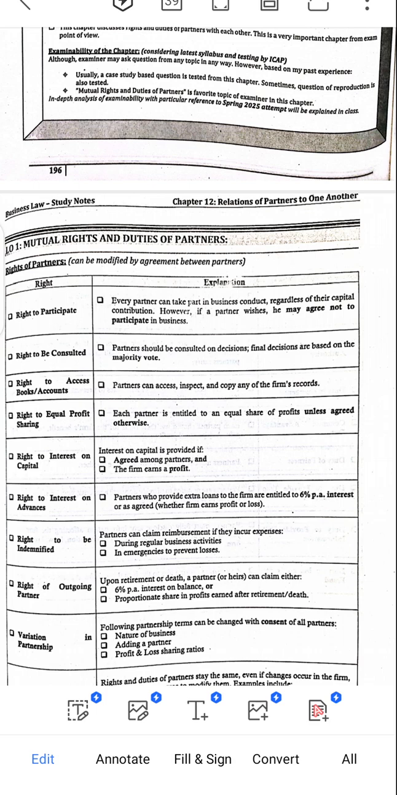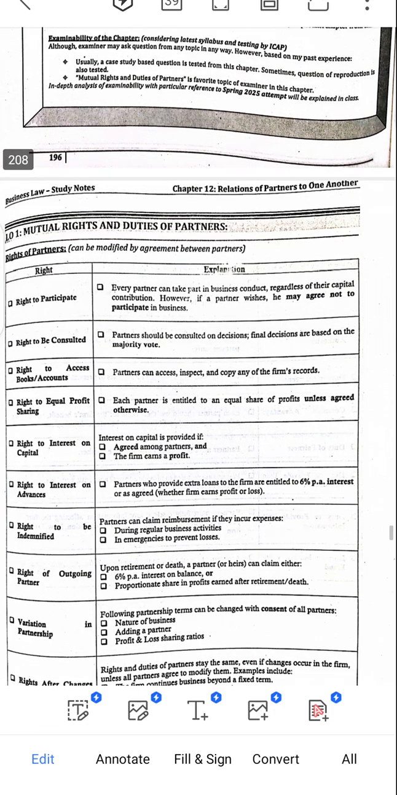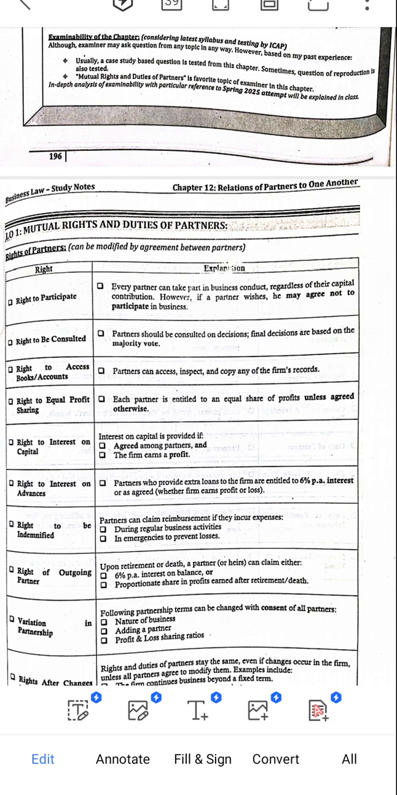The right to participate shows that every partner can take part in business conduct regardless of their capital contribution. However, if a partner wishes, he may agree not to participate in business. So it depends upon his nature, whether he is an active partner or a sleeping partner, whether he is participating in the activities of the partnership or not. So he has the right, but it is upon his wish.